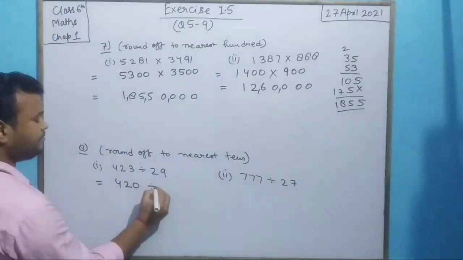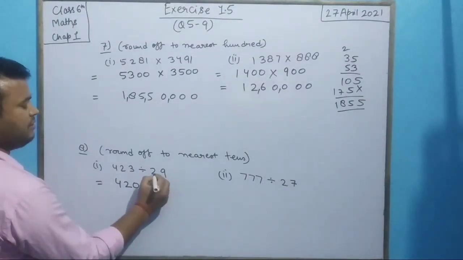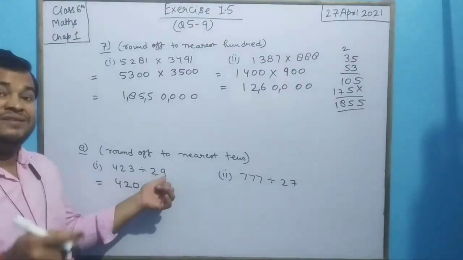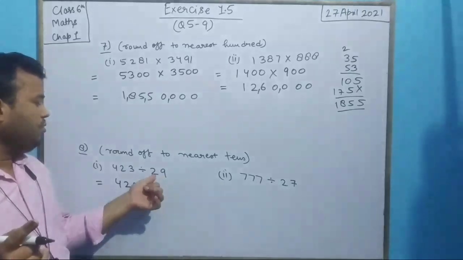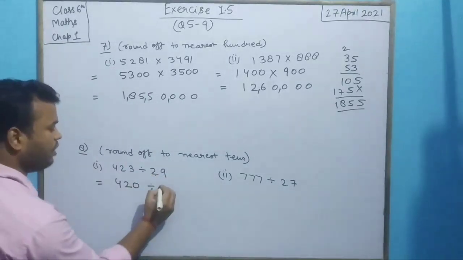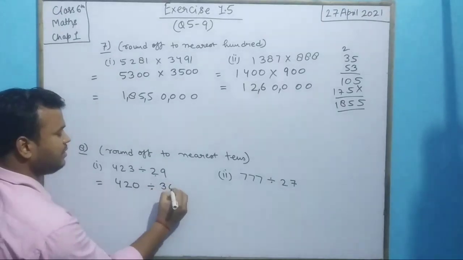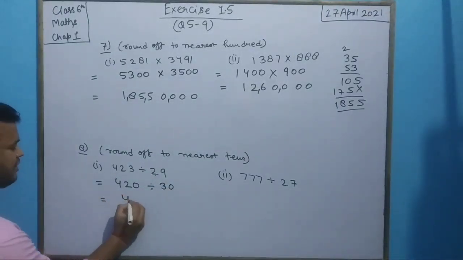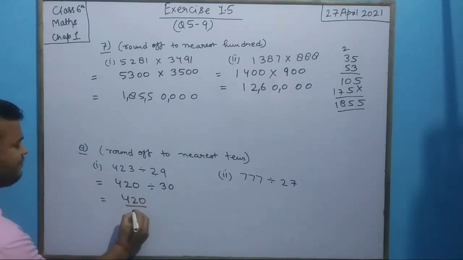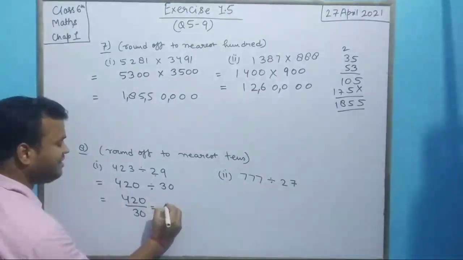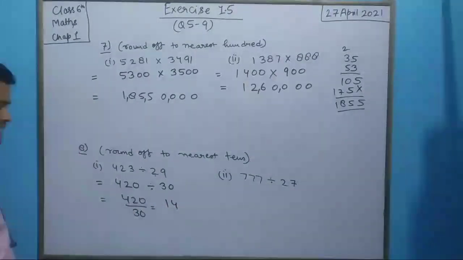Again, dividing by, let us see the tens digit. It is 2. We have to take one place less, that is the ones place. It is greater than 5. So it will be replaced by 0 and this 2 will be increased by one, that is 3 and 0, 30. Now it is 420 divided by 30. So dividing it, we can see that it will be 14.